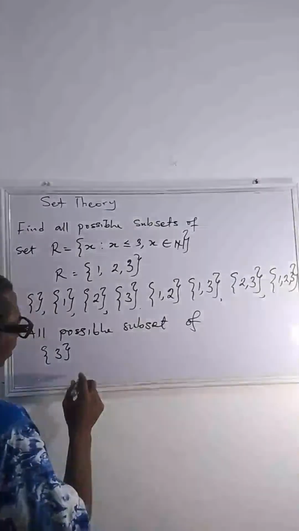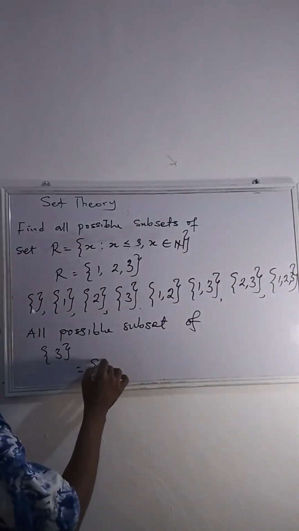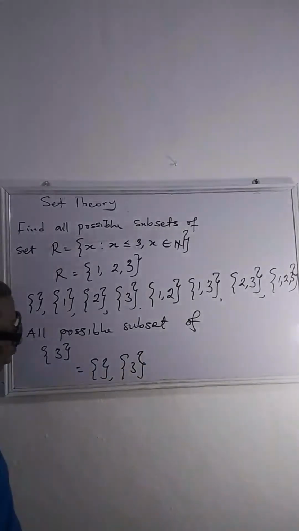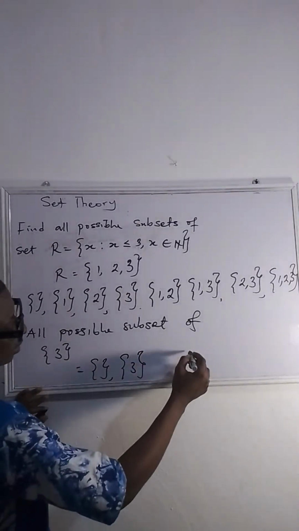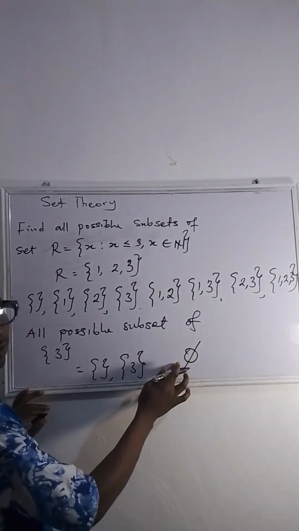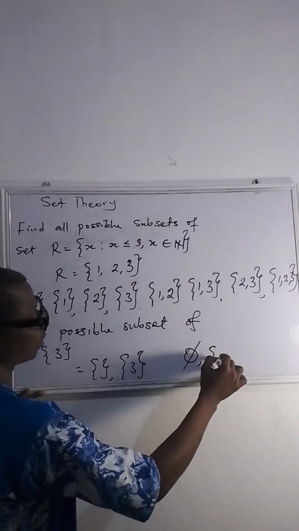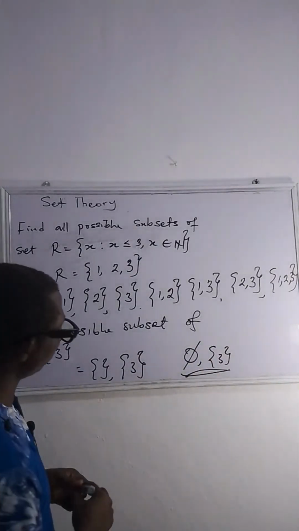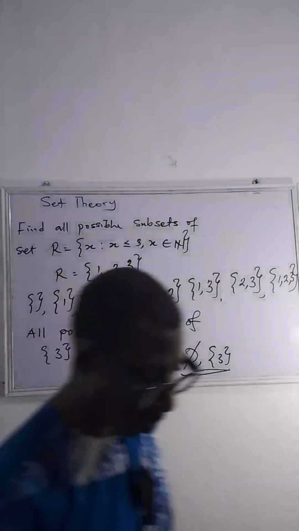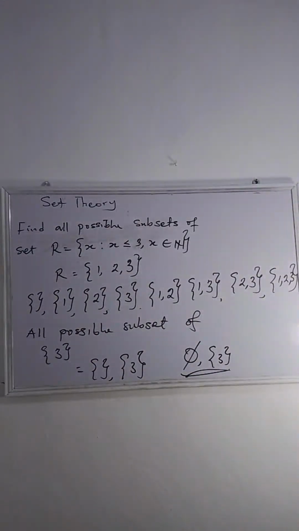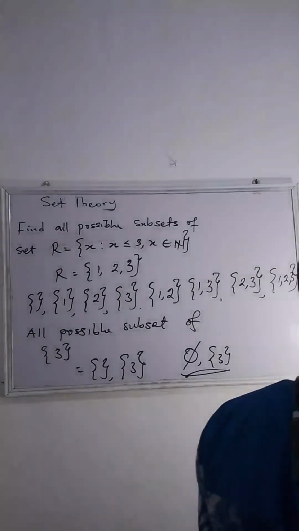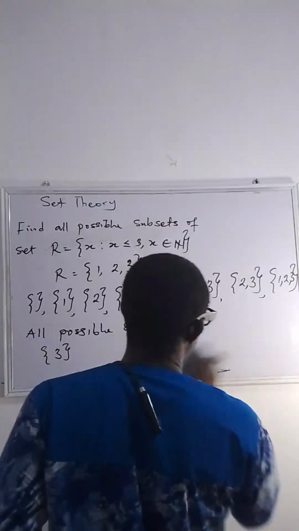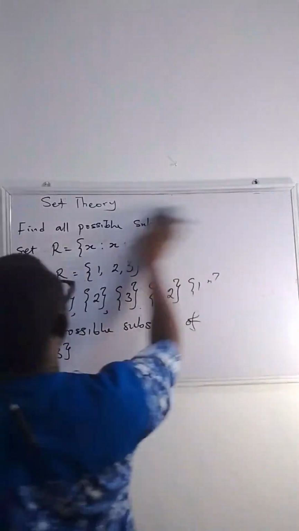So now the answer is an empty set and the set {3} itself. Or you write this as the empty set, which is another symbol for empty set, and the set of 3. So this is going to be the answer to that. Okay, so we are moving down to application of set theory to 2 subsets.